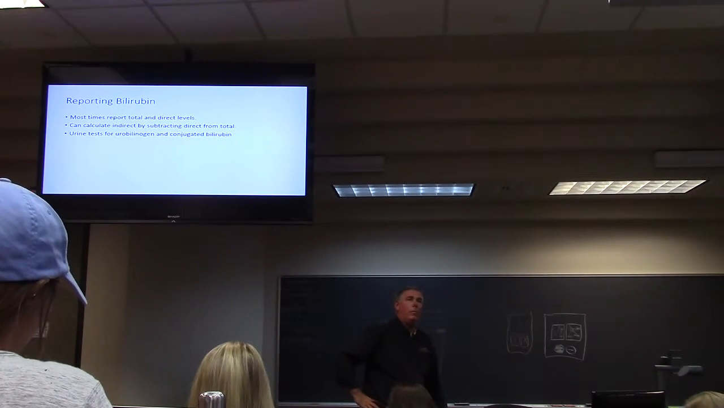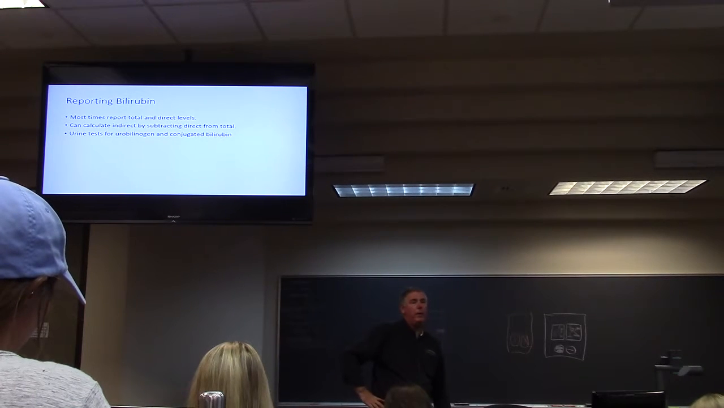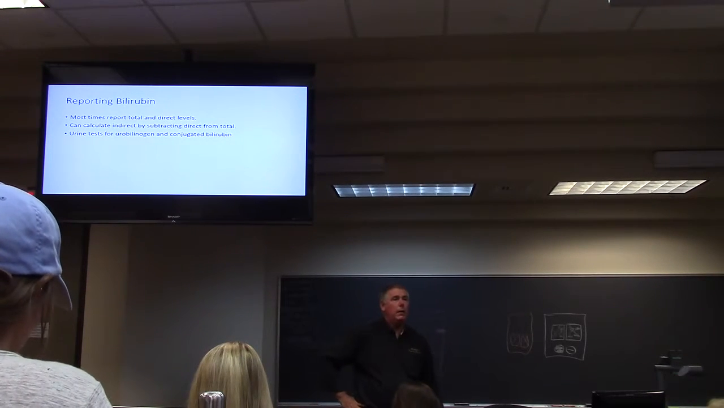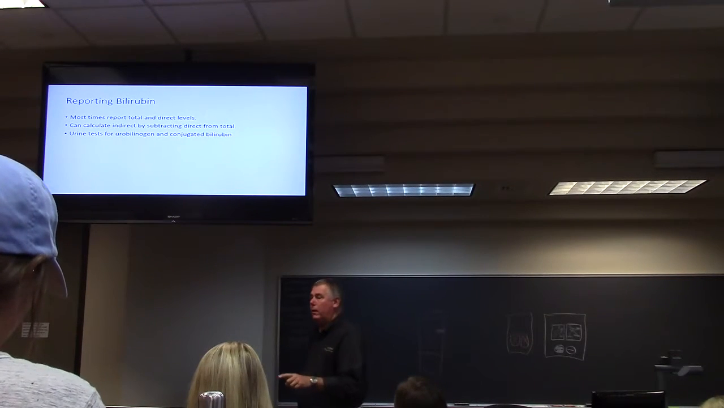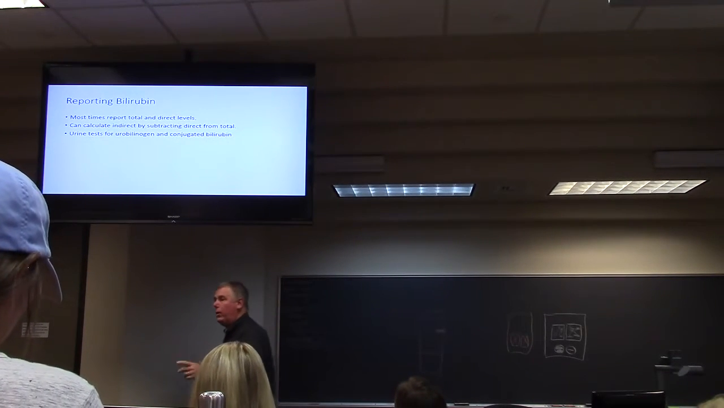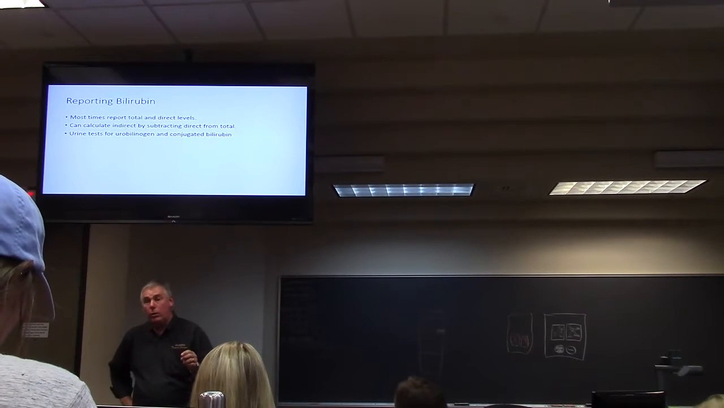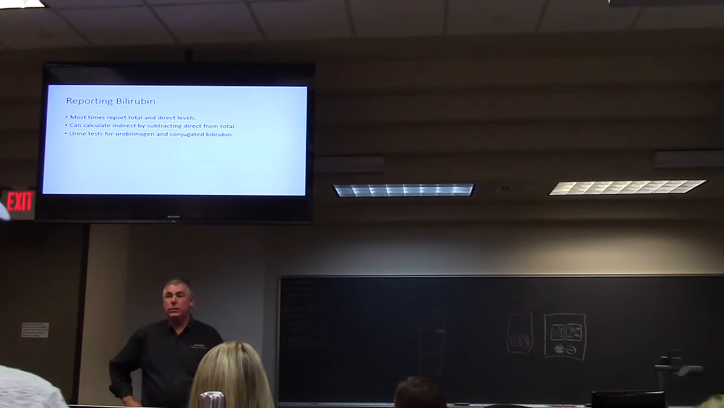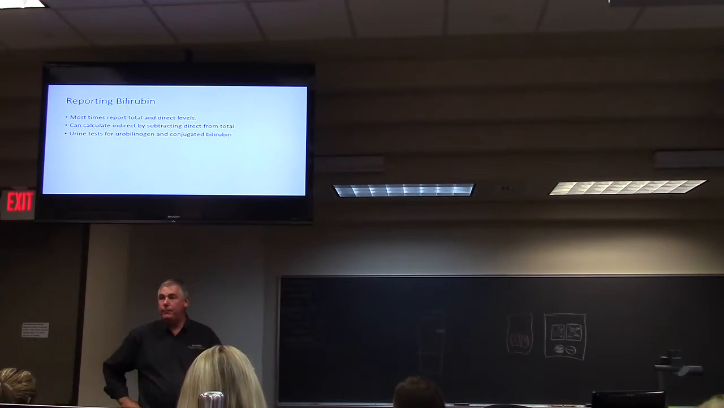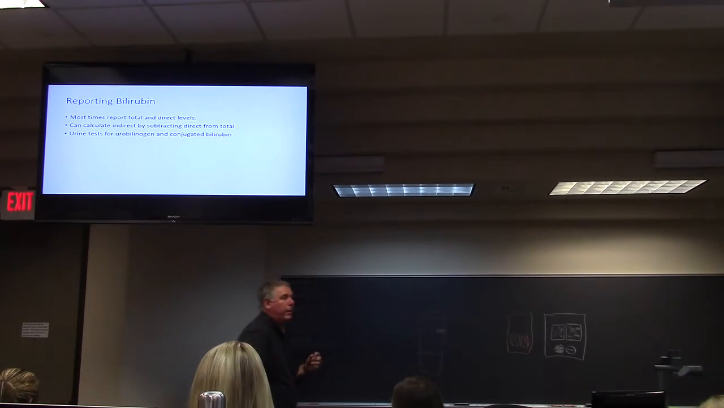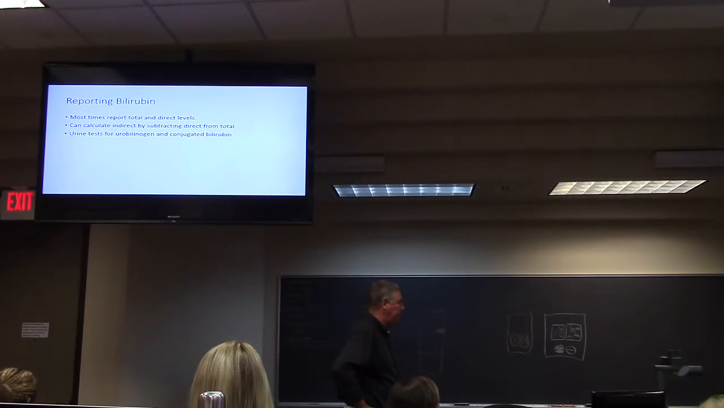Now, most of the time when you get a CMP, you're not going to get a total, direct and indirect, or unconjugated and conjugated. What you're going to get is a total and then one of the two others. To get the other one, it's what's left. The amount of conjugated and unconjugated bilirubin is about the same. So, there you go.